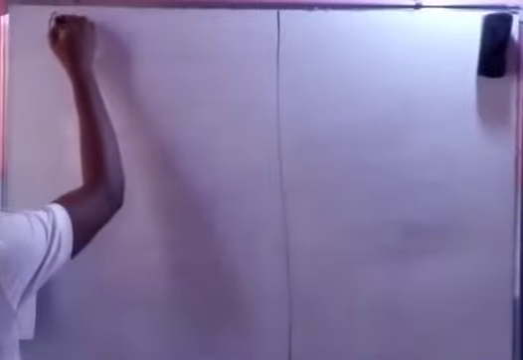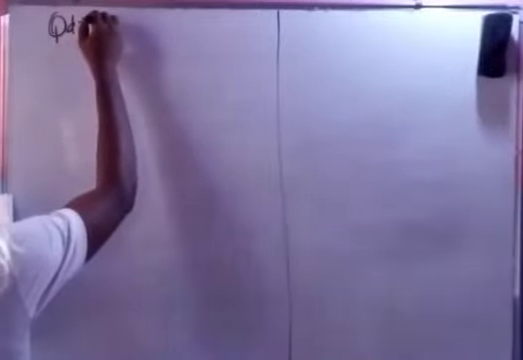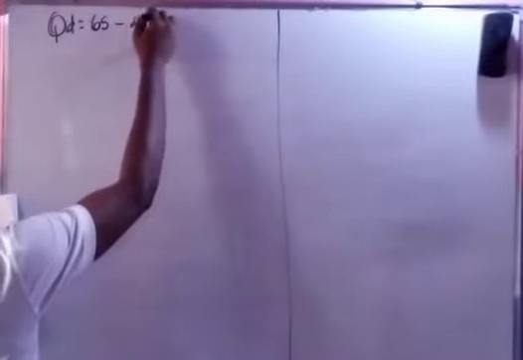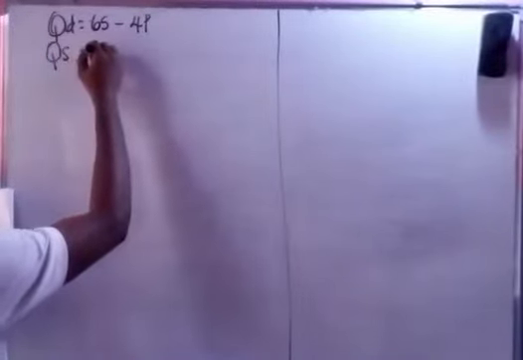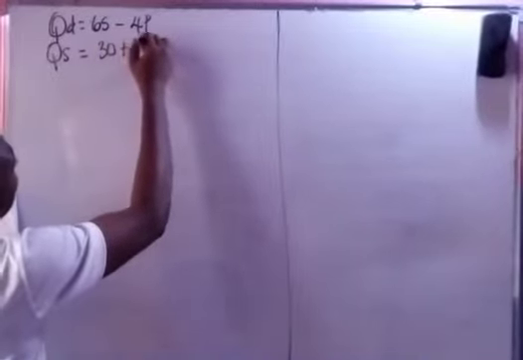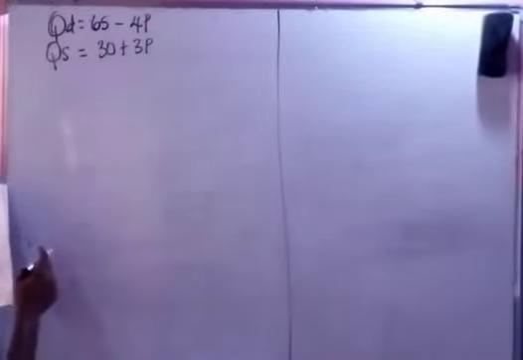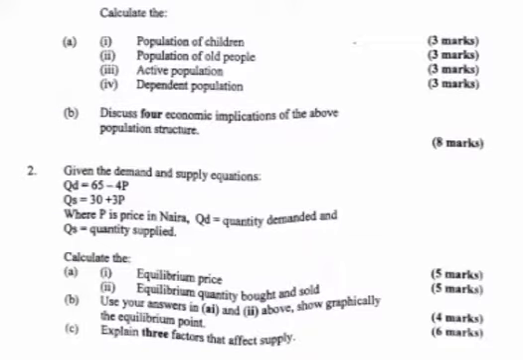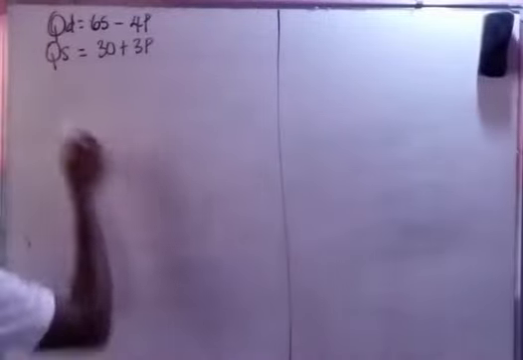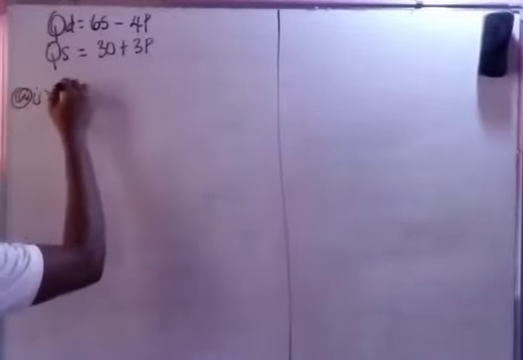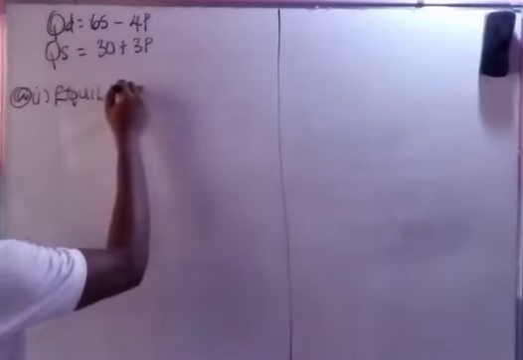the demand and supply equation, we've read that before, which is QD equals 65 minus 4P and QX equals 30 plus 3P. So if we give the demand function as QD equal 65 minus 4P and QX equal 30 plus 3P. Now they said where P is price in Naira, QD is quantity demanded and QX is quantity supply. Now we should calculate the what? A. We should calculate the what? The equilibrium price.